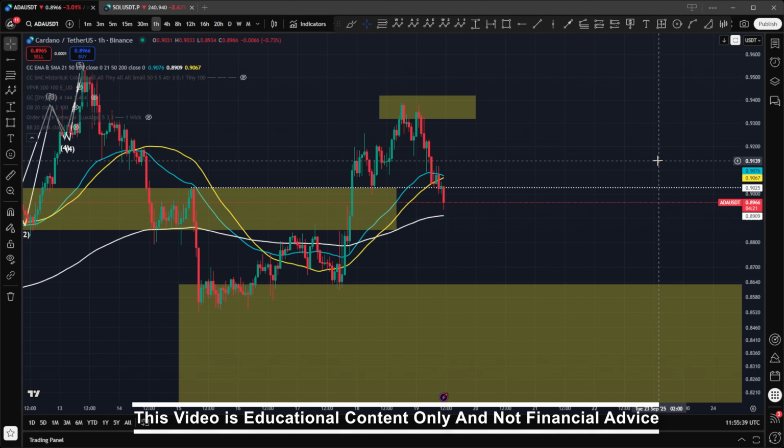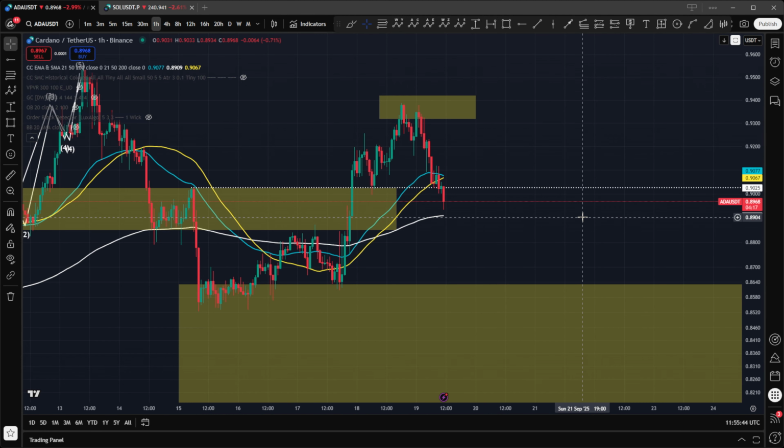Okay guys, today we're going to be taking a look at Cardano's ADA. We're going to be taking a look at the technical analysis, and I'll be sharing my thoughts and opinions on what I think is likely to happen next based on what I see within the data.